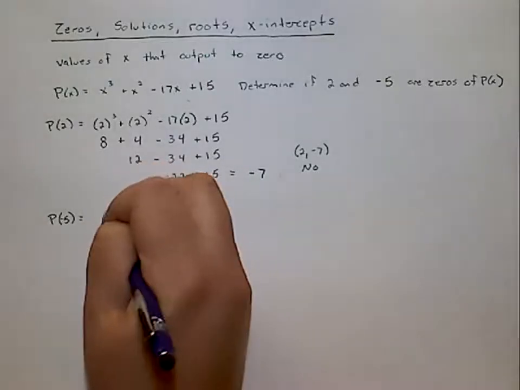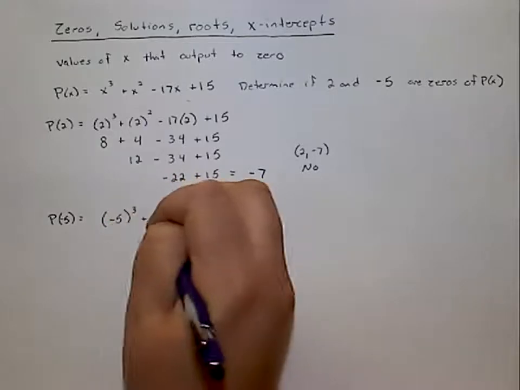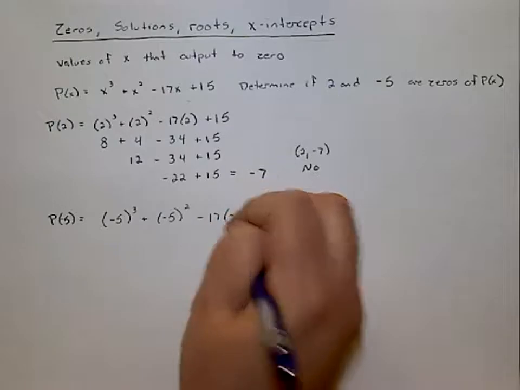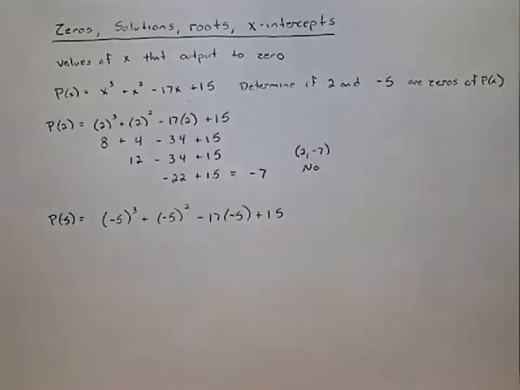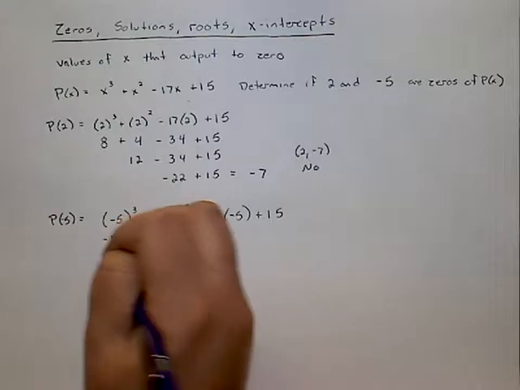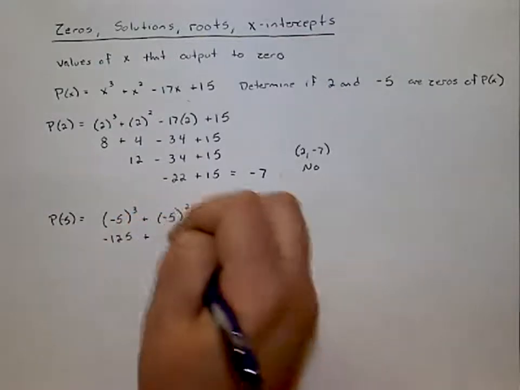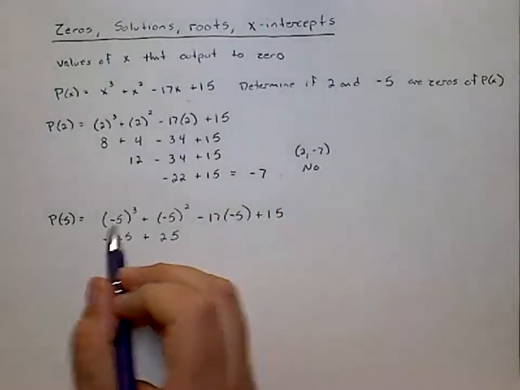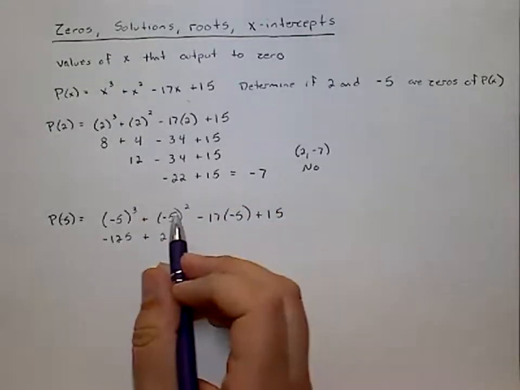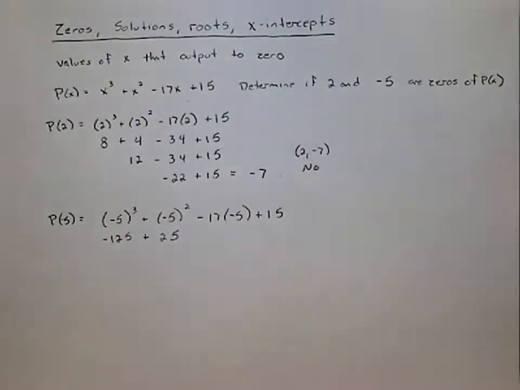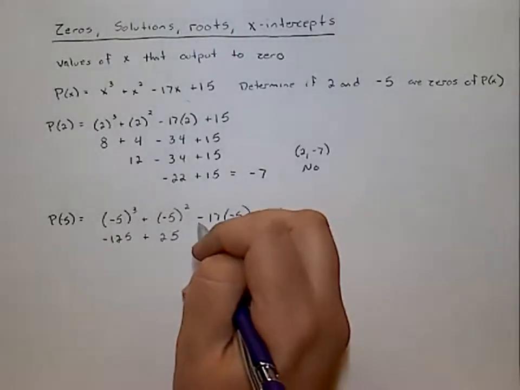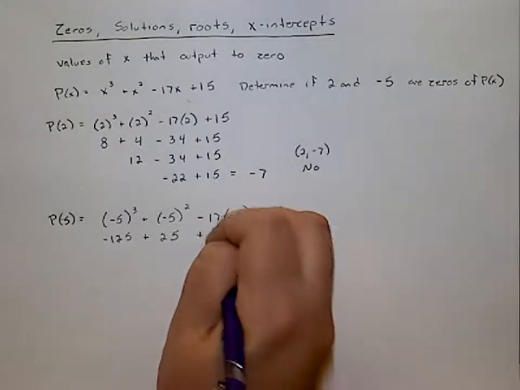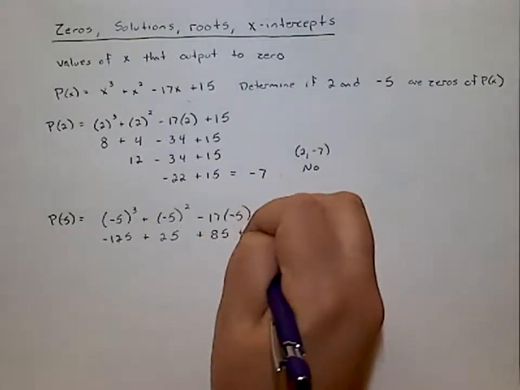So we have negative 5 cubed plus negative 5 squared minus 17 times negative 5 plus 15. So negative 5 cubed is negative 125. Negative 5 squared is positive 25. Remember that a negative to an odd power is negative, but a negative to an even power is positive. Then I have negative 17 times negative 5 would be positive 85 plus 15.